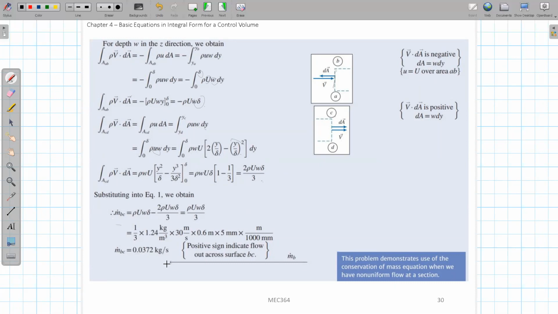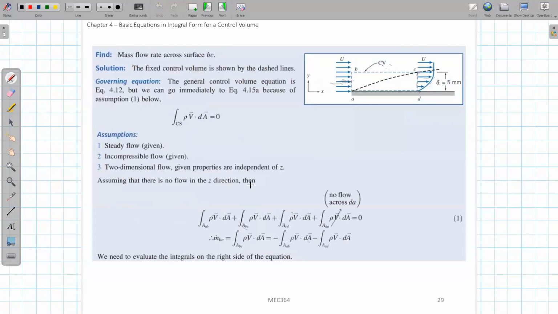It will give you a positive value, because we know that the mass flow from that surface is going to be flowing out of the control surface, this control volume. So this is another example problem of how you can use mass conservation for a control volume. Any question here?